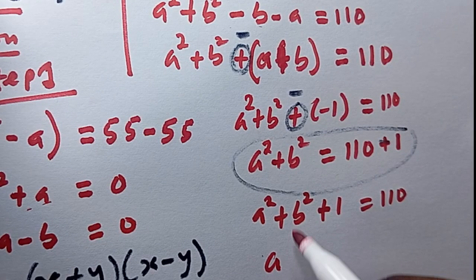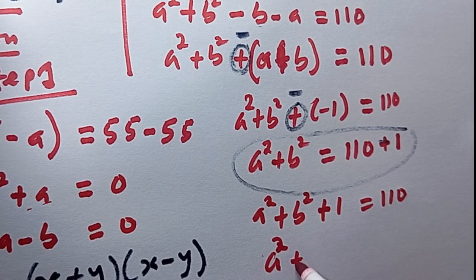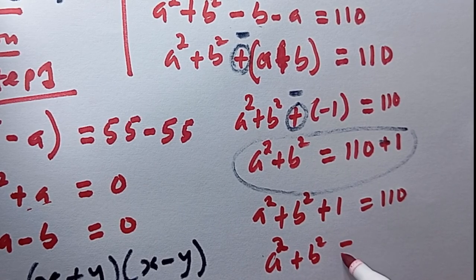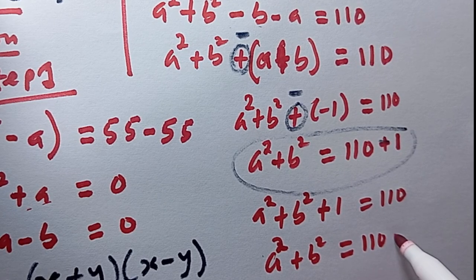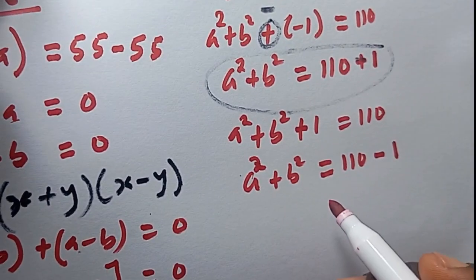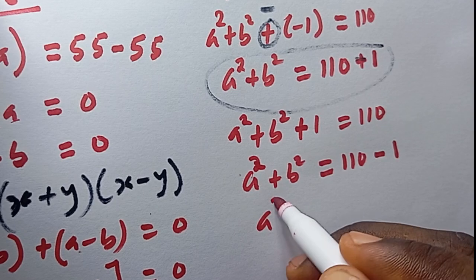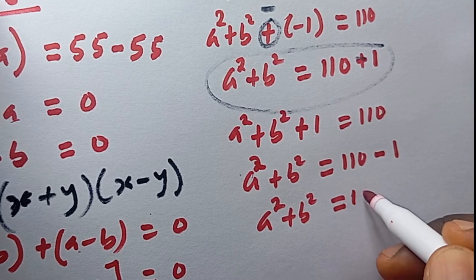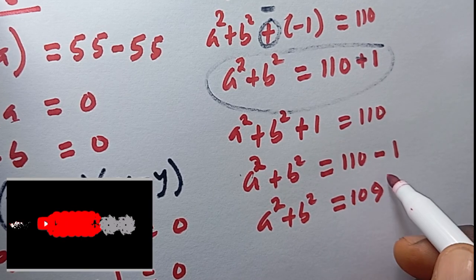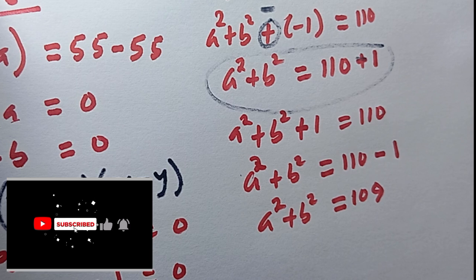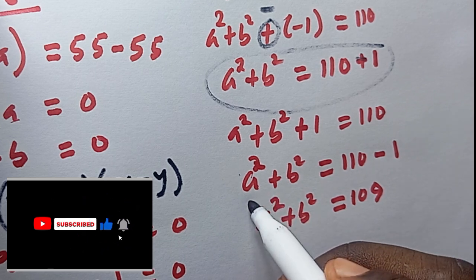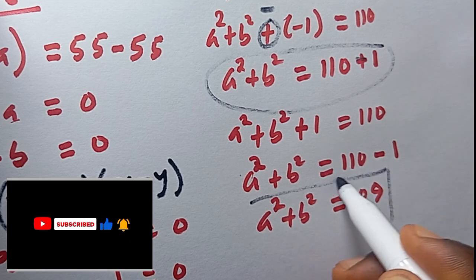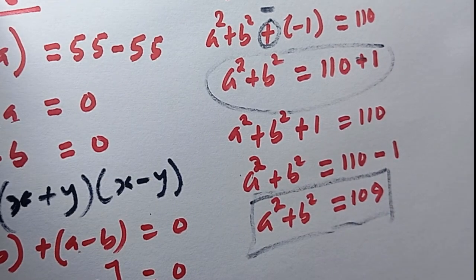And then the next step, I'm going to be having a squared plus b squared is equal to 110 minus 1. And obviously when I subtract 1 from 110, a squared plus b squared will now be equal to 109. And this is the value of a squared plus b squared, which is what we are supposed to find in the equation.